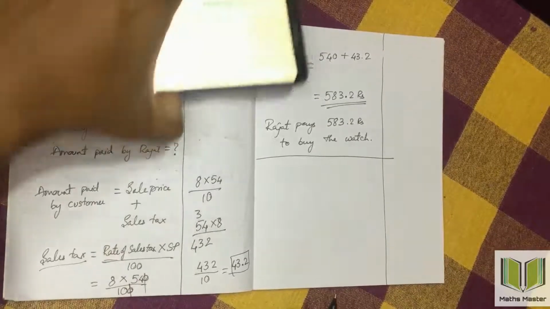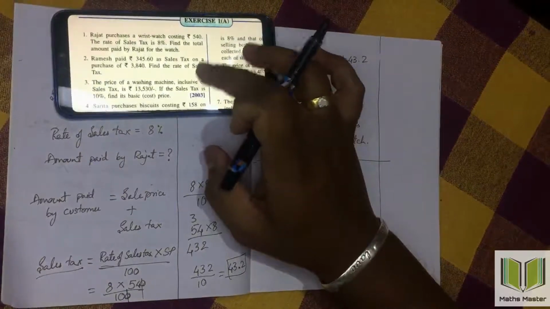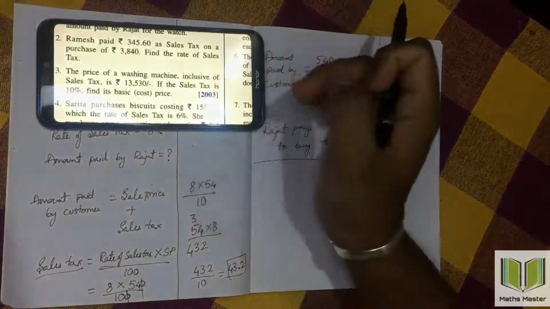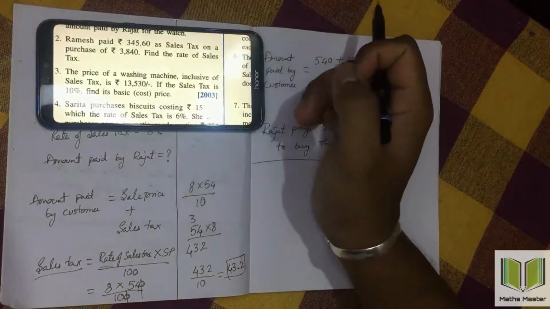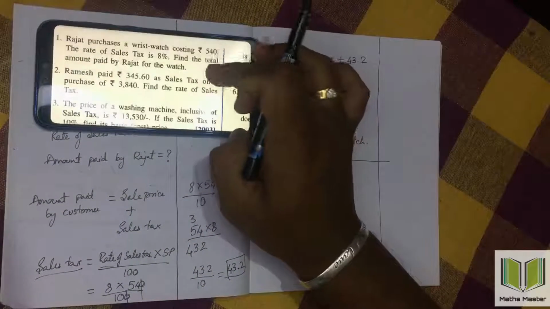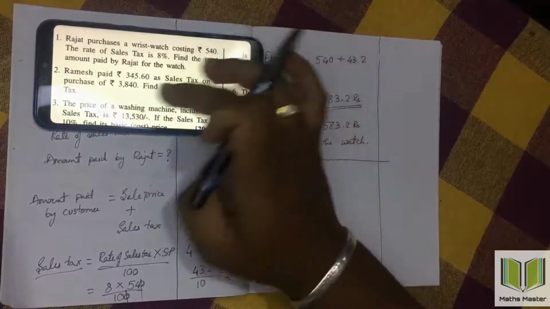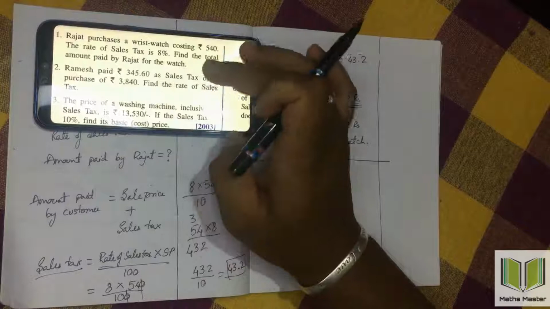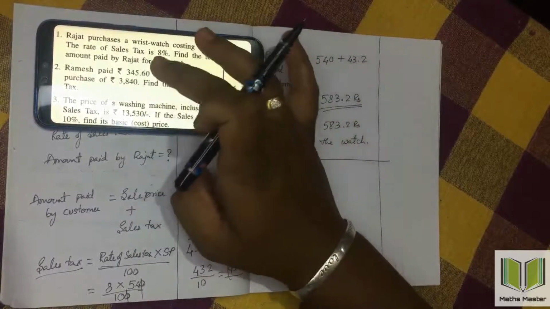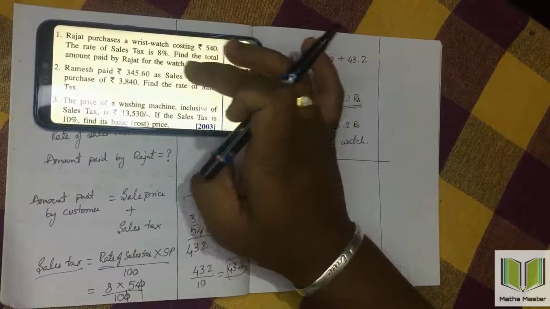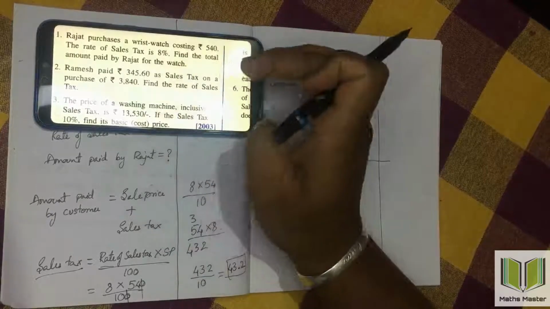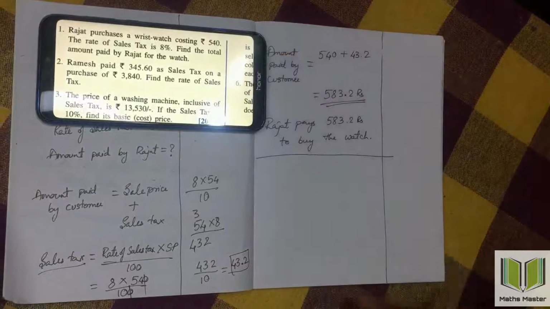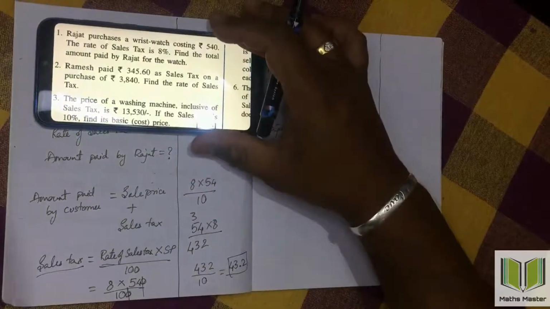There is one problem from this particular exercise, which was asked in the year 2003. It says, the price of washing machine inclusive of sales tax. The second problem is similar to the first one. You can find the rate of sales tax. Pretty easy one. They have given the sales tax, Ramesh paid 346.60 as sales tax. Sales tax is given, selling price is given. You need to find out the rate of sales tax. The percentage part is what you need to find out. You can use the second formula to get the solution for this one.